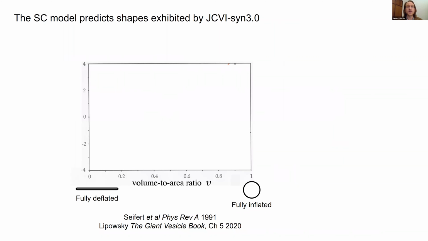So now to introduce the phase diagram for the spontaneous curvature model. One axis is the volume to surface area ratio, where the far right side of this phase diagram corresponds to a fully inflated vesicle, in the sense that a sphere has the maximal volume given the surface area. And then the far left side of this axis corresponds to a fully deflated vesicle, which is all surface area and no volume. And this could have a wide variety of shapes. For simplicity, I've shown it as a flat structure, but it could have many different shapes.